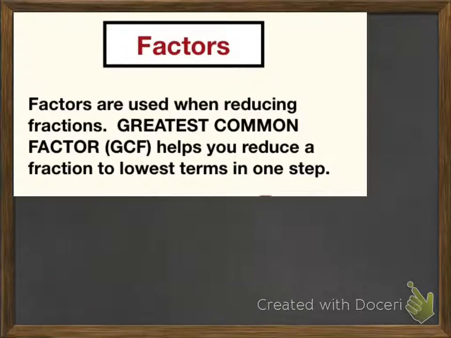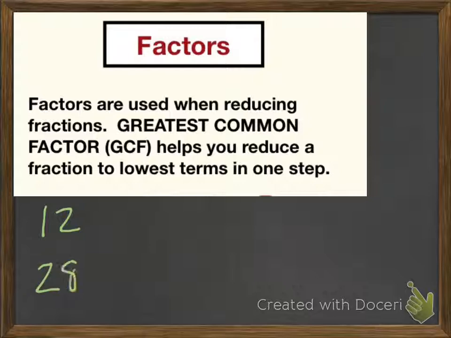Now let's move on to factors. Factors are used when reducing fractions. Greatest common factor, also known as GCF, helps you reduce a fraction to its lowest terms in one step. So we're going to try two different numbers here, 12 and 28.